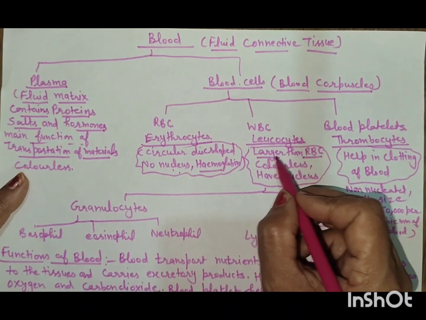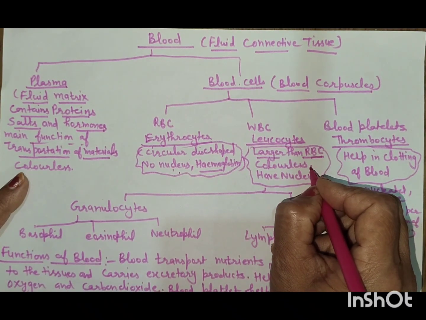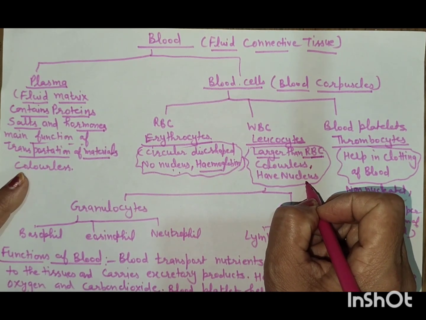Leukocytes. WBC is larger than the RBC. They are colorless and have a nucleus in them.